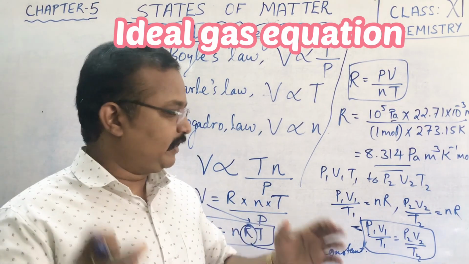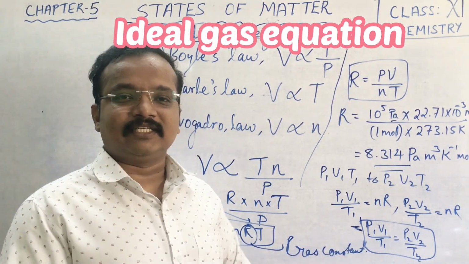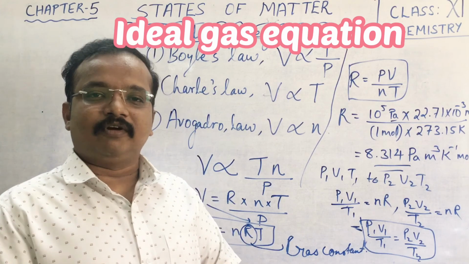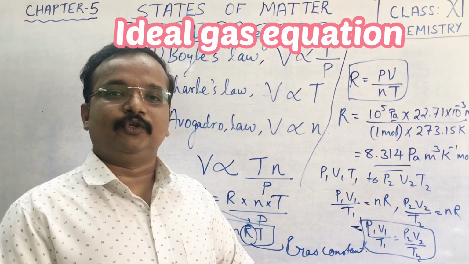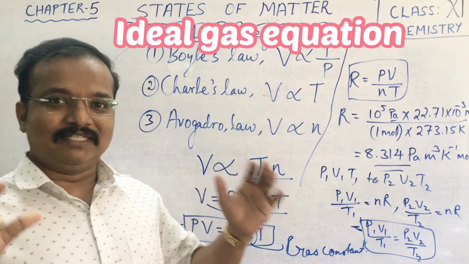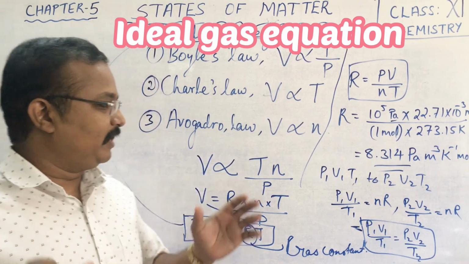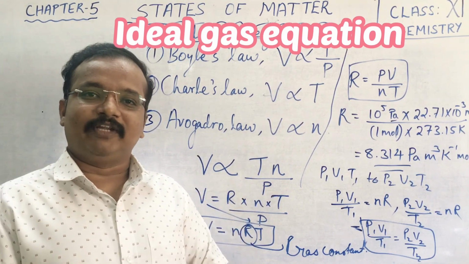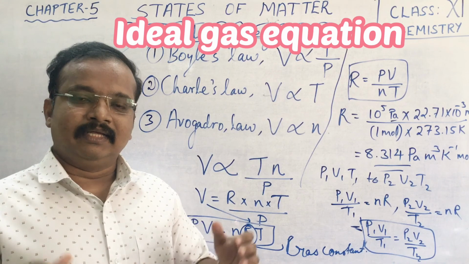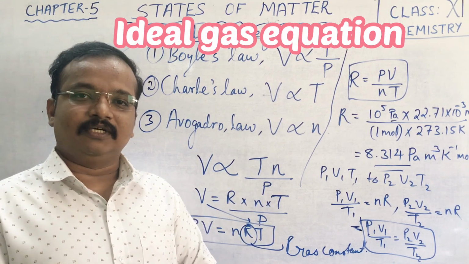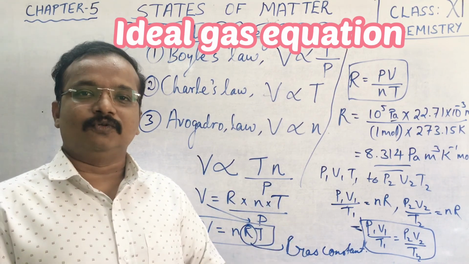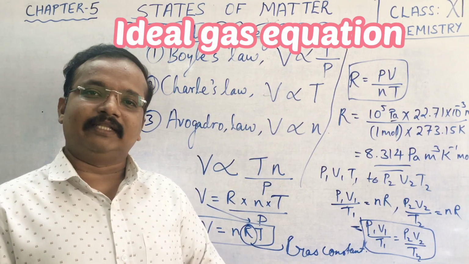Okay, and we can also represent the ideal gas equation in the form P1 V1 by T1 is equal to P2 V2 by T2. I hope you have understood the ideal gas equation and combined gas law very well. There are some numerical questions related to these gas laws. We will be discussing those in the coming module.